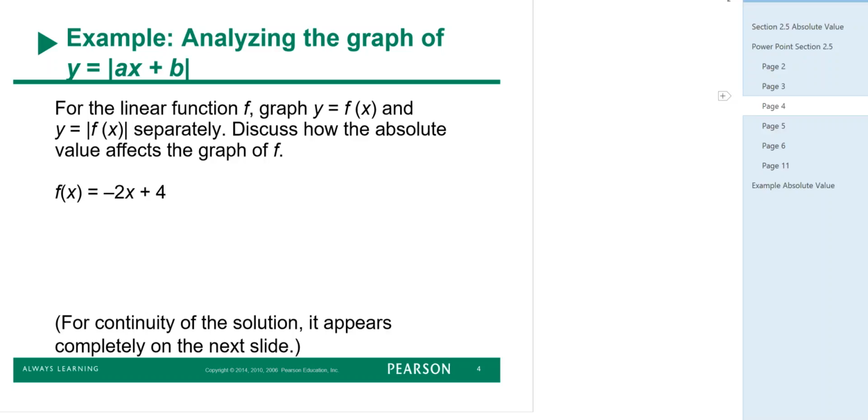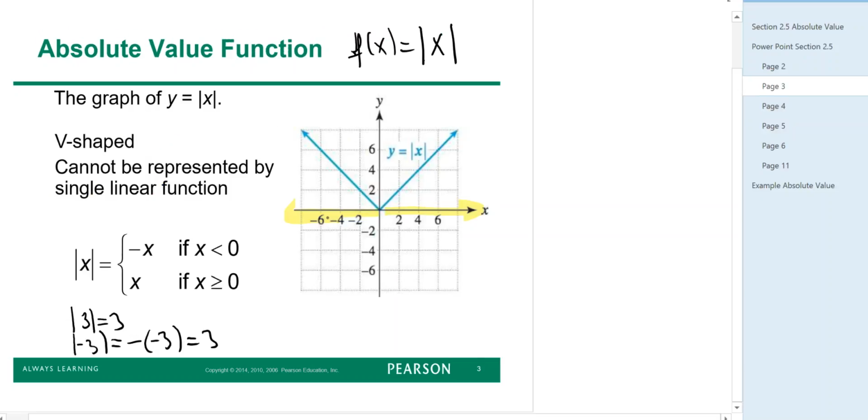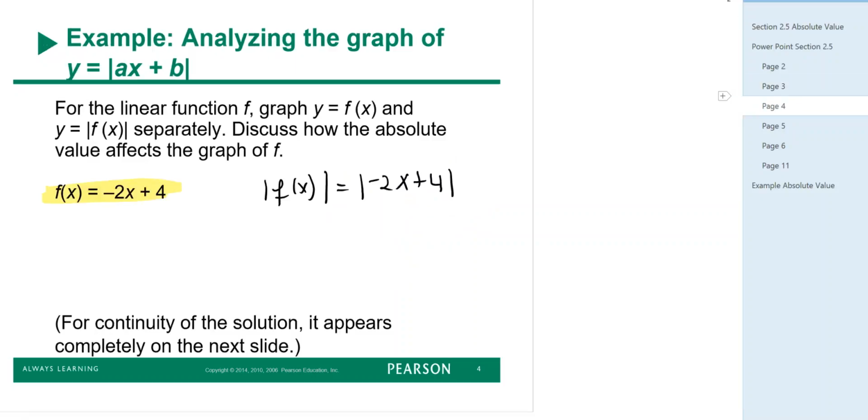So let's look at graphing absolute value functions. If I have the function f of x equals -2x plus 4, this is just a linear function with slope -2 and y-intercept 4. But what if I want the graph of absolute value of f of x, which is absolute value of -2x plus 4? It's going to be V-shaped, but it's not exactly like this one, right? Because it's not just absolute value of x. It is absolute value of -2x plus 4.